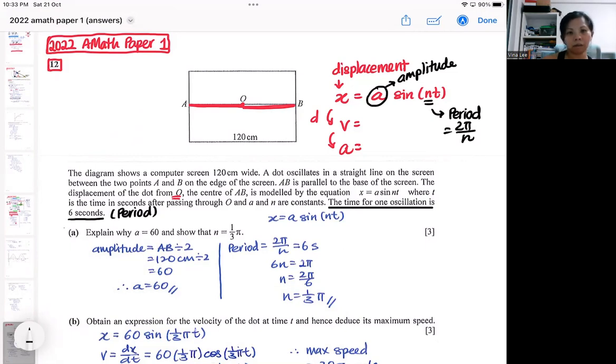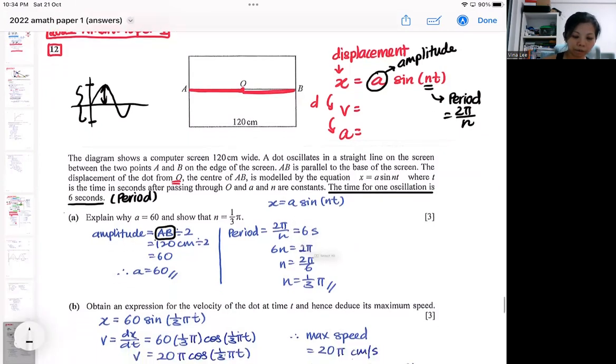So from here, they ask you to explain why A is equal to 60. A is the amplitude, so it's the maximum you can move, divided by 2. For example, for a sine graph, the highest and the lowest divided by 2 will be the amplitude. In this case, the maximum that the dot will go to is 120. AB is the maximum that the dot can be moving because it's just oscillating within that part. So the amplitude will be whatever the dot can move, divided by 2. That's how we get A equal to 60.